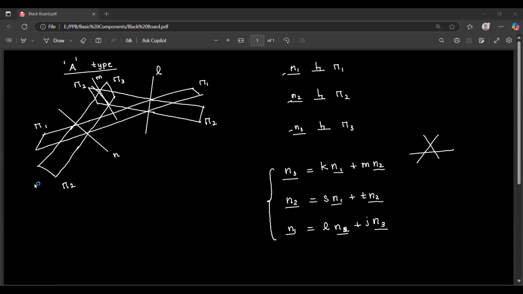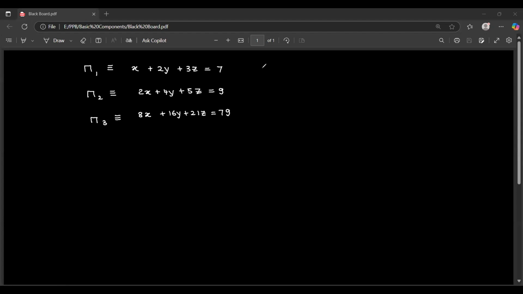So let's do a question to understand this. Okay, let's write the perpendicular vectors: n1 is equal to 1, 2, 3, and n2 is equal to 2, 4, 5, and n3 is equal to 8, 16, 21. See, here, if you want to prove that, first of all, we can't prove the parallelism between n1 and n2. Why? You have to multiply by 2 here. You can multiply by 2 here, you get that. But 3 multiplied by 2 is equal to 6. It's not equal to 5.